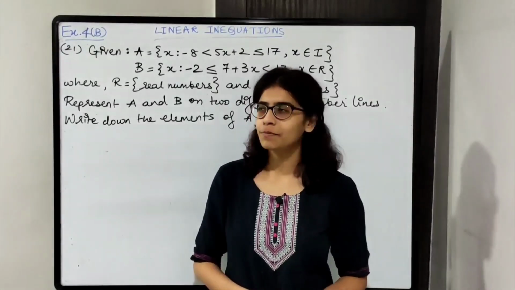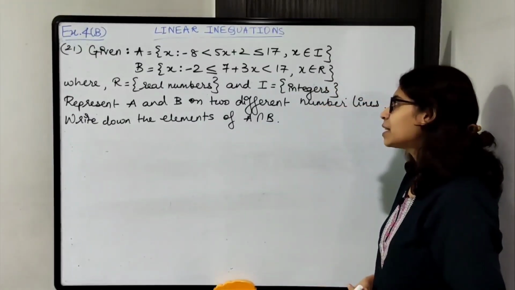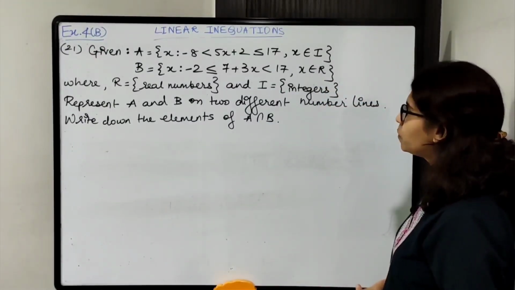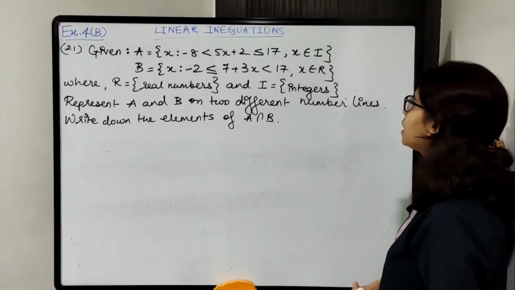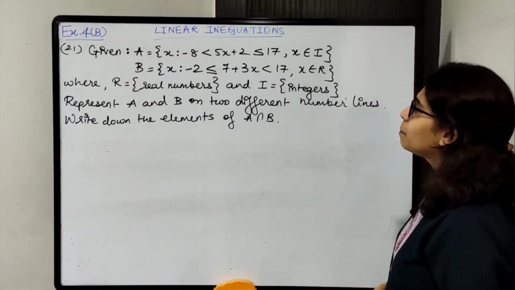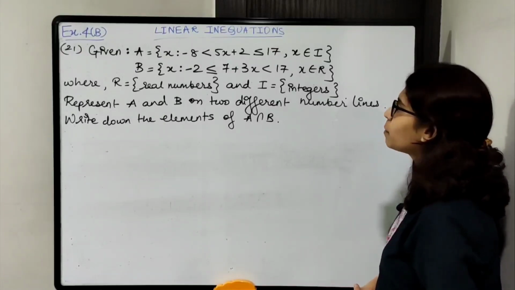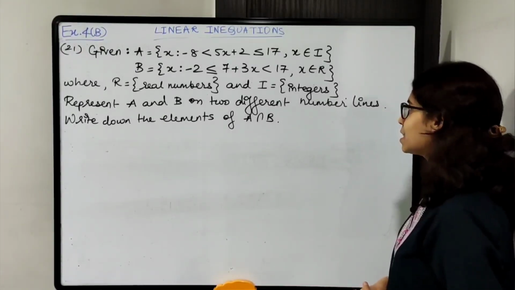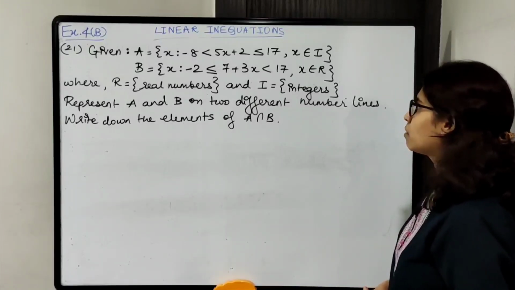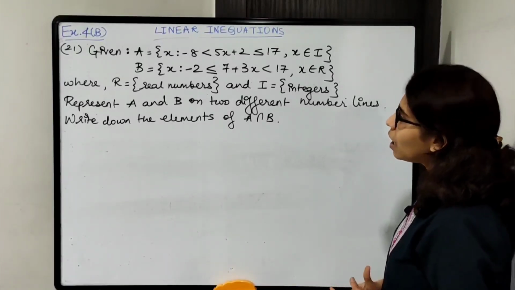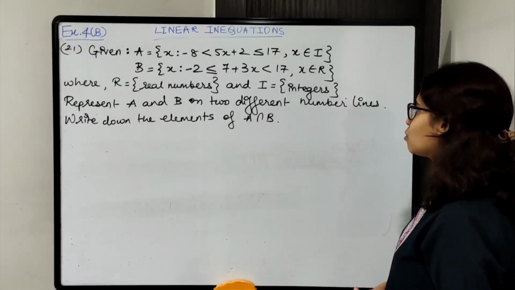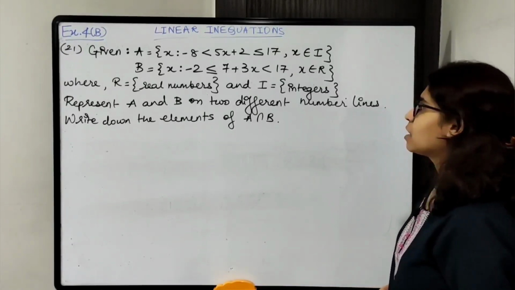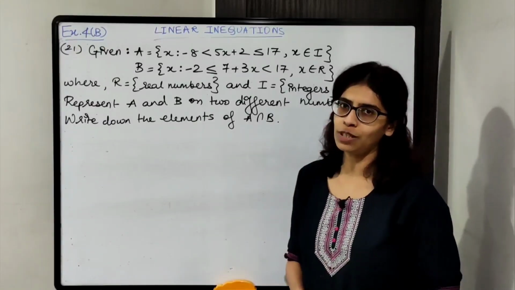Question number 21. Given A is the set of all x such that -8 < 5x + 2 ≤ 17, where x belongs to I. B is the set of all x such that -2 ≤ 7 + 3x < 17, where x belongs to R. Here R is the set of real numbers and I is the set of integers. Represent A and B on two different number lines. Write down the elements of A intersection B.